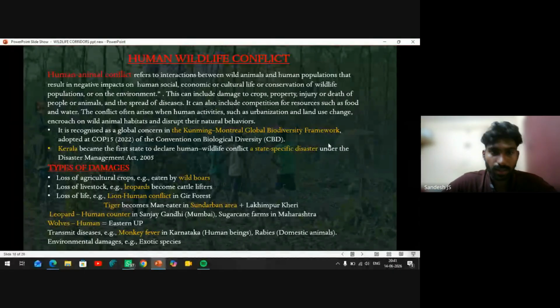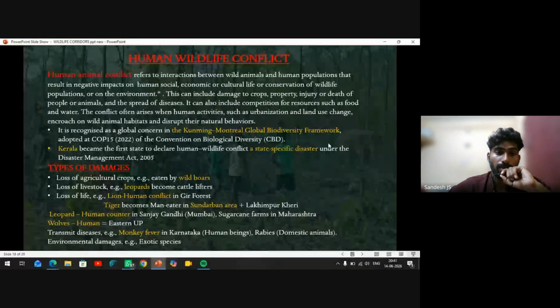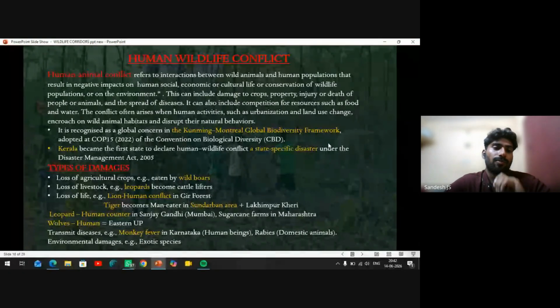It is recognized as a global concern in the Kunming-Montreal Global Biodiversity Framework, adopted at COP15 in 2022, by the Conference of the Parties to the Convention on Biological Diversity. Kerala became the first state to declare human-wildlife conflict a state-specific disaster under the Disaster Management Act 2005.